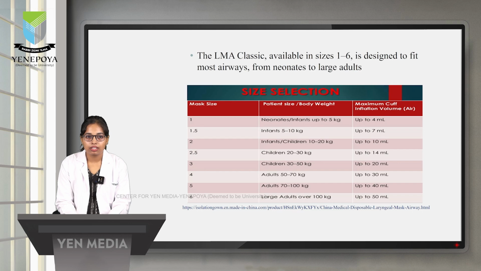LMA Classic is available in sizes 1 to 6, designed to fit most of the airways from neonates to large adults. Size selection depends on weight. Mask size 1 can be used for neonates up to 5 kgs. Size 1.5 can be used for infants 5 to 10 kgs. Size 2 is required for infants 10 to 20 kgs. Size 2.5 can be used for children 20 to 30 kgs. And the last size, 6, can be used for large adults.